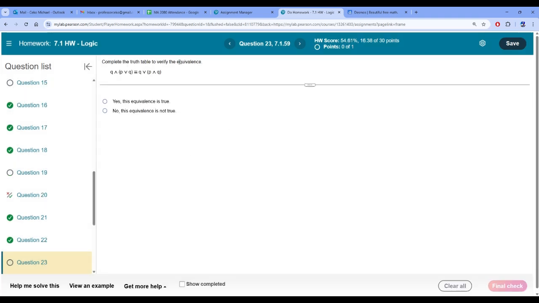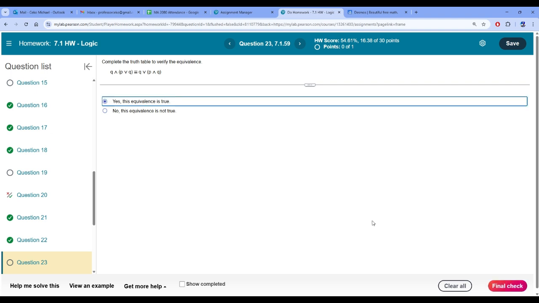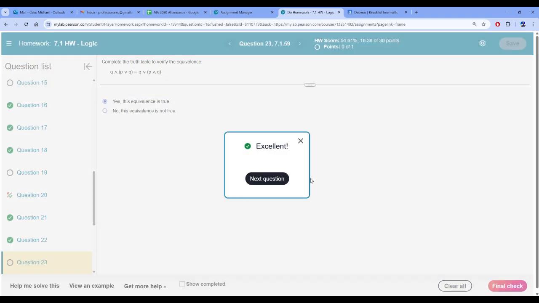Complete the truth table below to verify the equivalence. Q and P or Q is equal to Q or P and Q. Yes. Because you have the P or Q, and then you have the... okay.